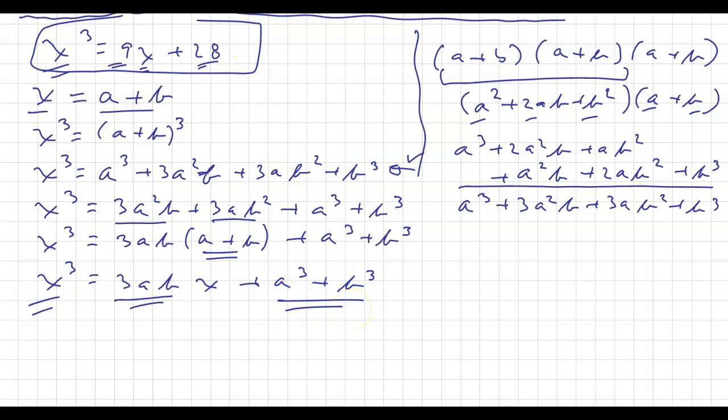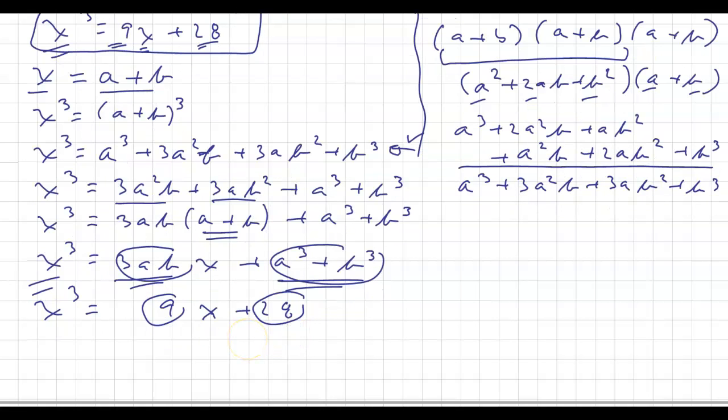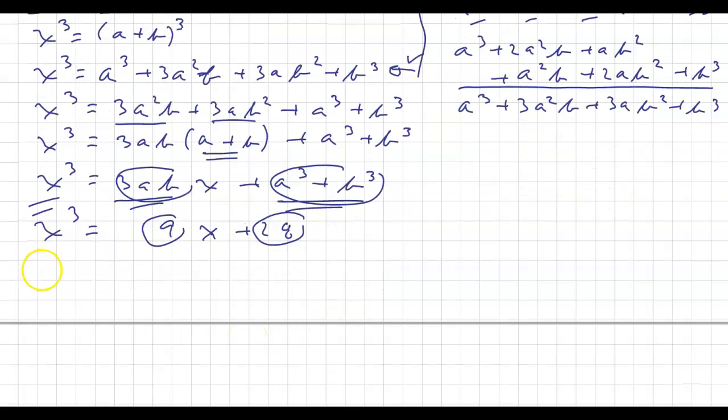So the long way of doing this question would be to say, well, if my equation is x cubed equals 9x plus 28, the 3ab has to be 9, and the a cubed plus b cubed has to be 28. So solving this equation is equivalent to solving the system of equations 3ab equals this number, and a cubed plus b cubed equals this other number.